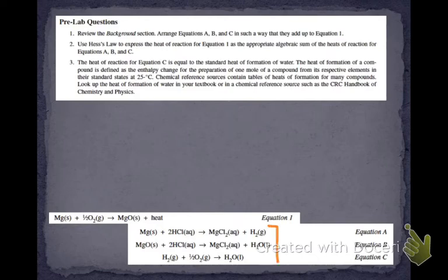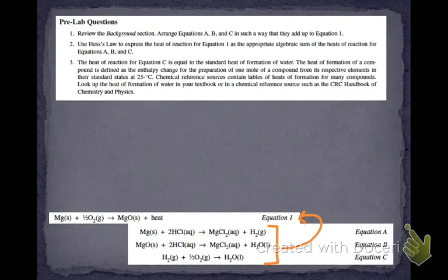So here's equations A, B, and C, and no delta H's are given here because remember that's what you're going to be solving for in this experiment. So what they would like you to do is to rearrange the equations A, B, and C so that it equals equation 1. So that means rearranging so you can cancel the things that aren't in the final equation. Make sure you have the things that are in the final equation on the correct side.